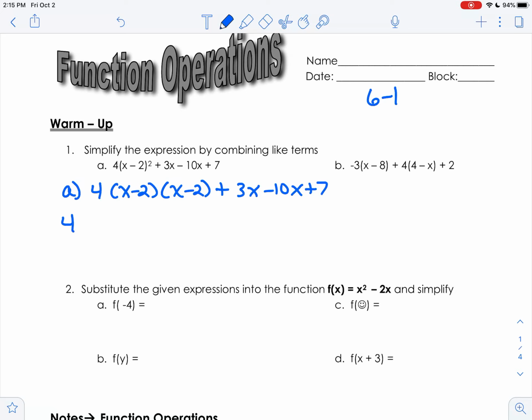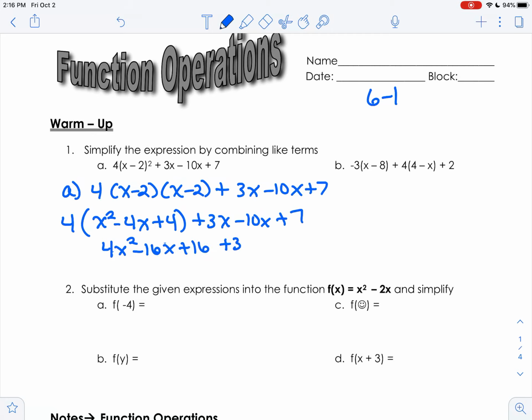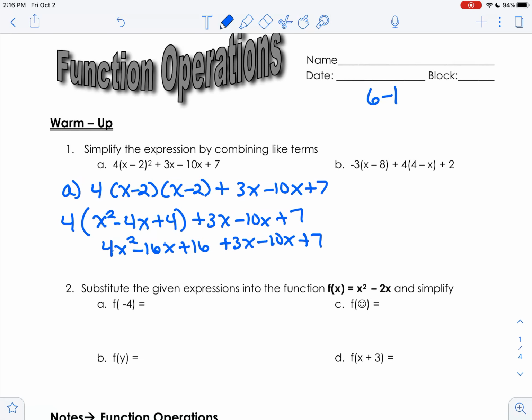So when we do a little FOIL, we get 4, and that's going to be still times, and we're going to have x squared minus 2x, and minus 2x is minus 4x, and then plus 4. And then we still have plus 3x minus 10x plus 7. Okay, and then we'll do one more distributive before we can combine like terms. So we get 4x squared, that part was good, minus 16x plus 16, plus 3x minus 10x plus 7.